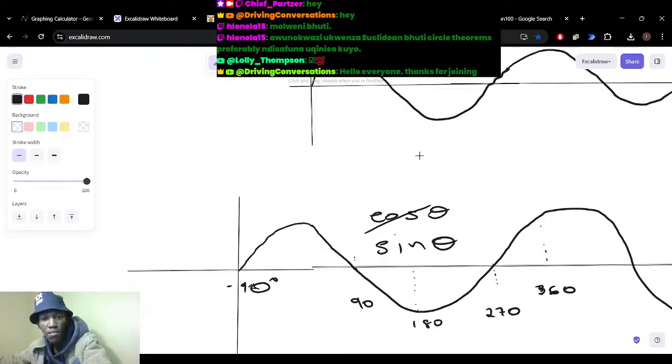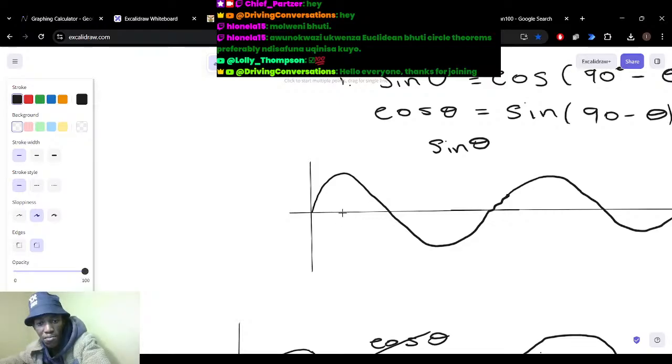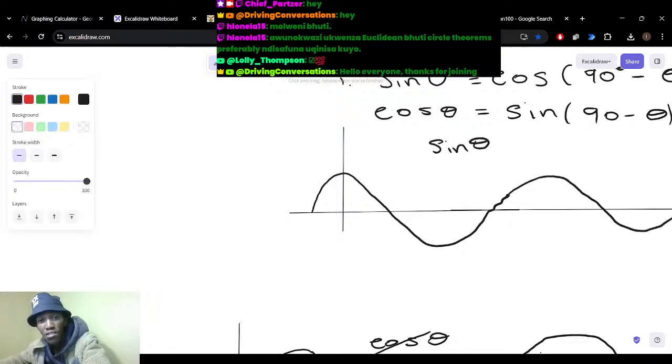So if we do the same to the sine theta graph and shift our y-axis by 90 degrees, let me remove the cos now. So now we see the graph of sine theta begins to resemble a graph of cos theta instead of a sine theta. So this is no longer a sine theta graph, but rather a what? Correct, a cos theta graph.